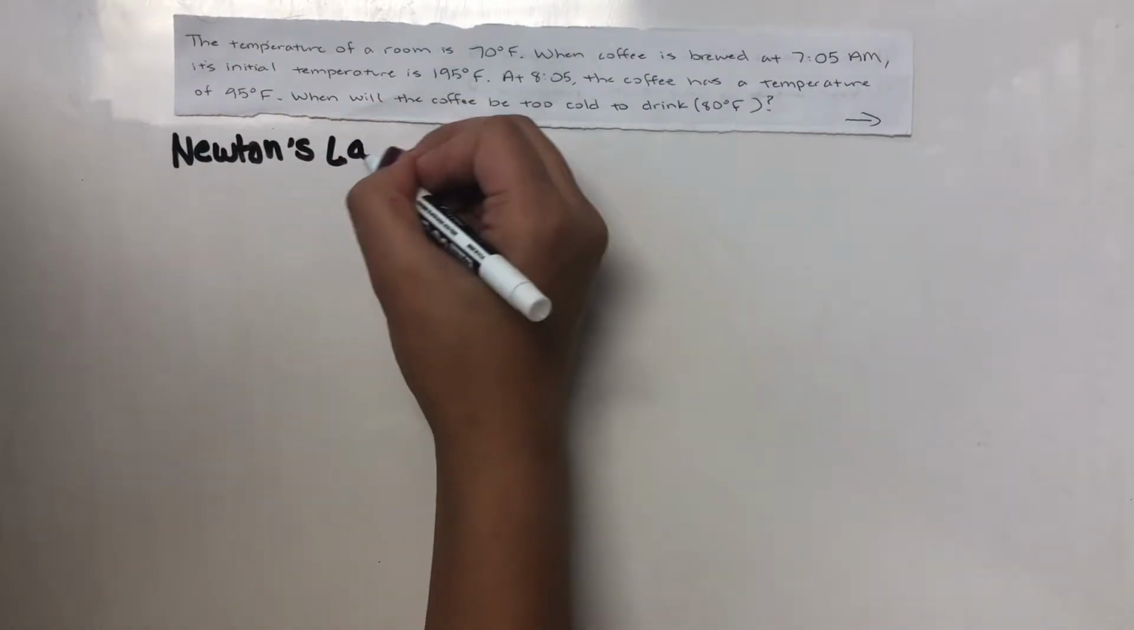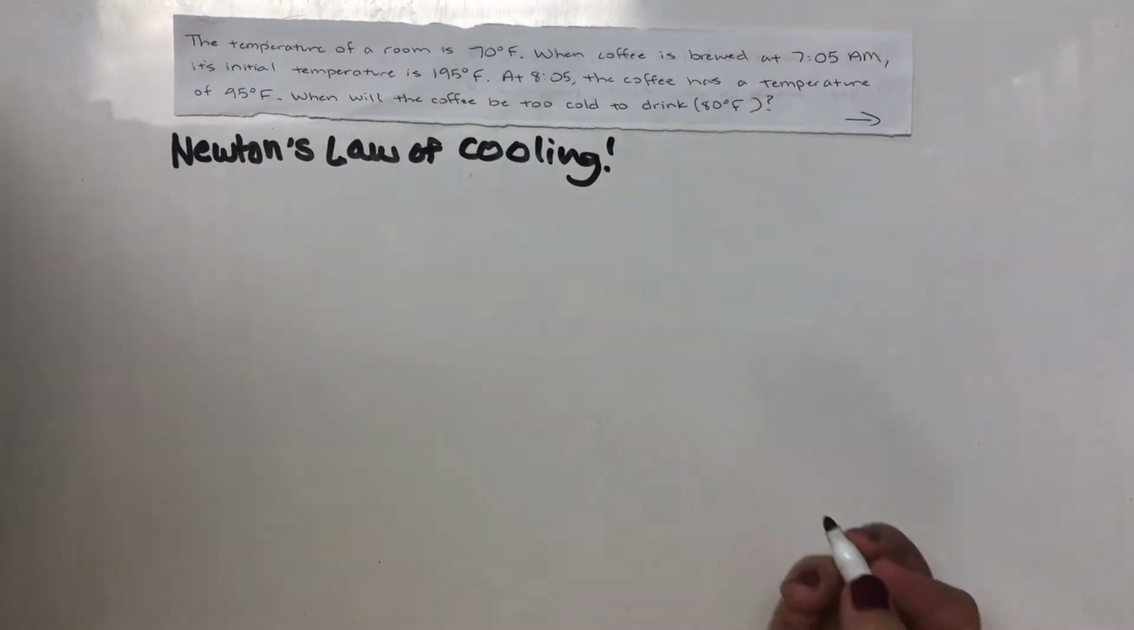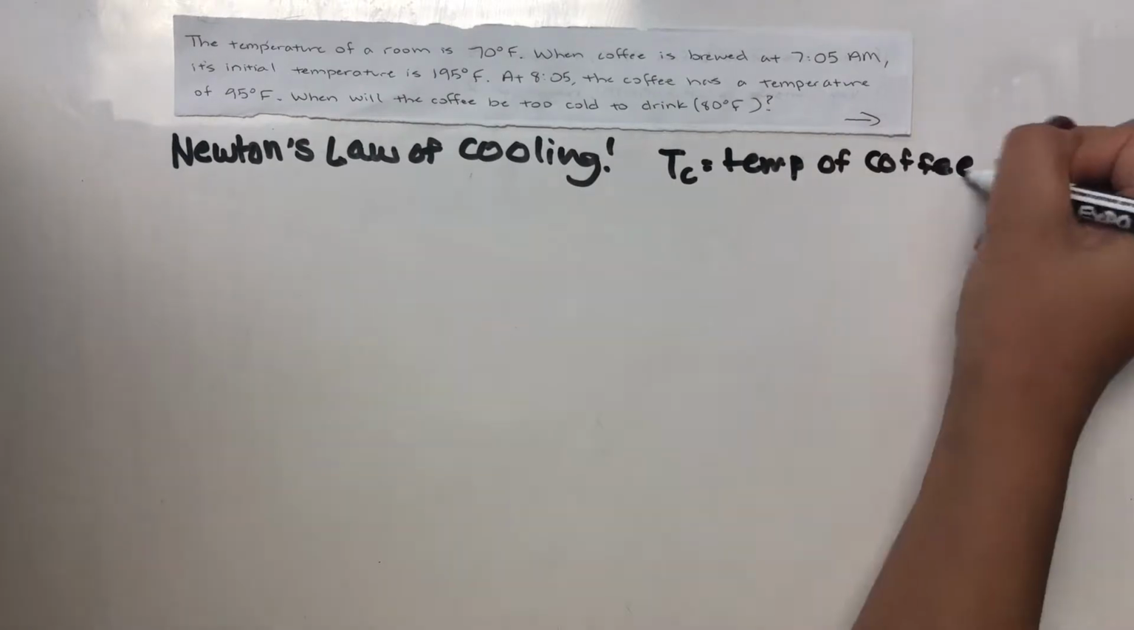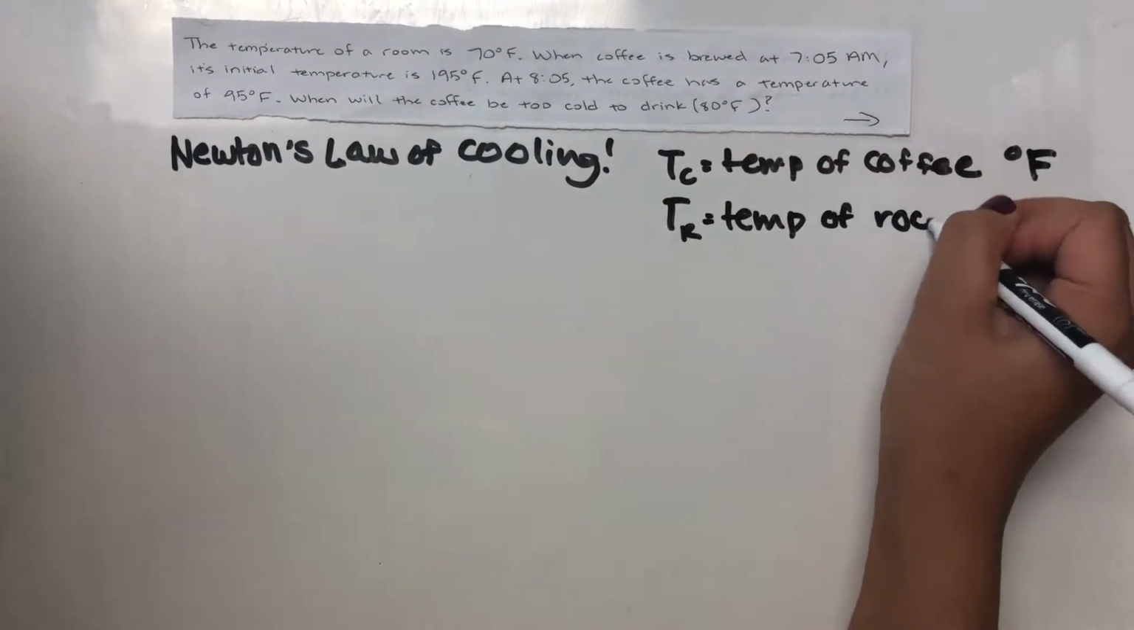So we know this is a Newton's law of cooling problem. First, let's define our variables just so we can keep track of them throughout the problem.